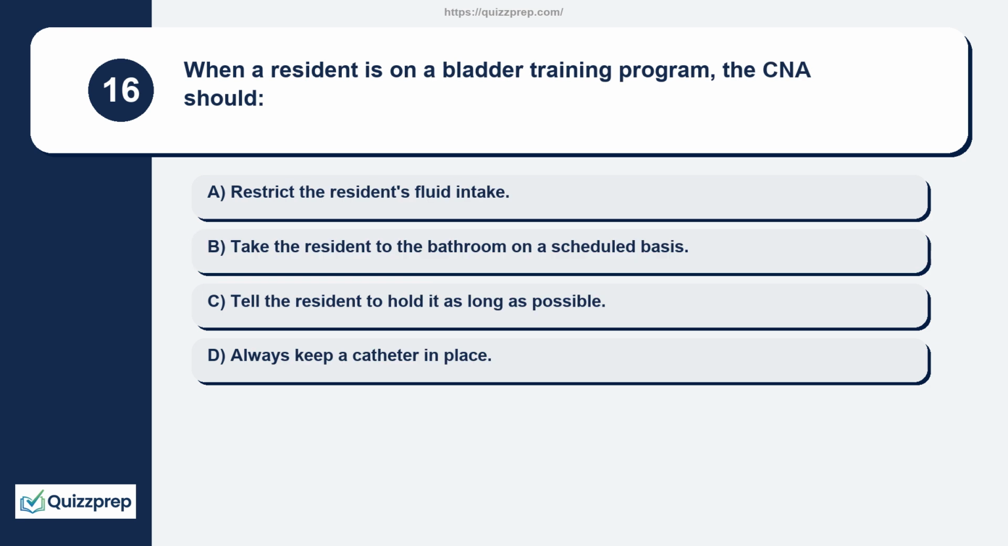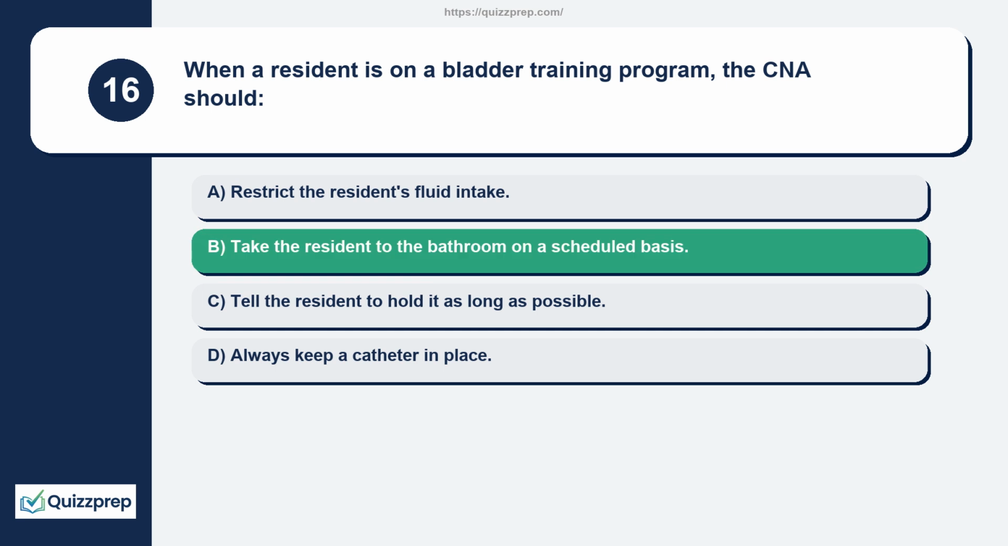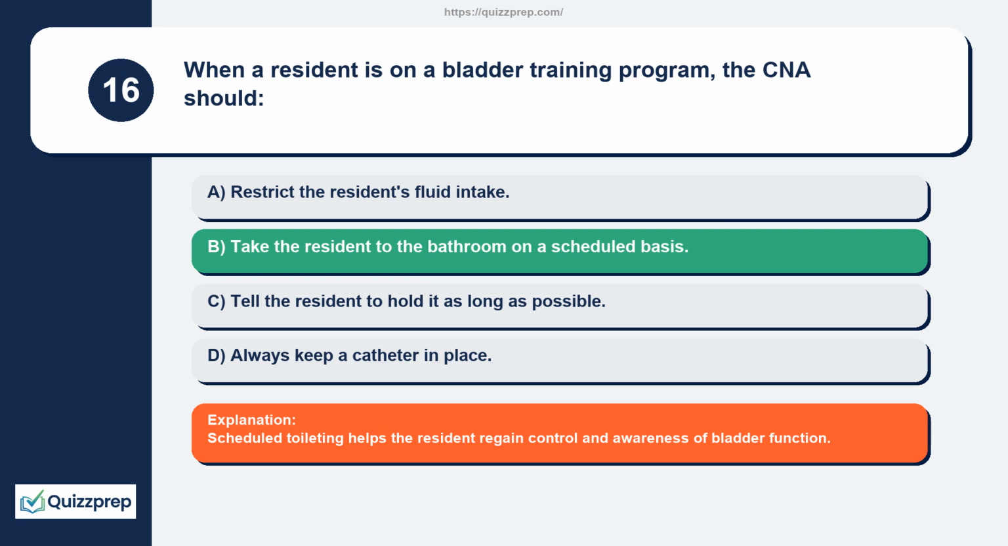Question 16. When a resident is on a bladder training program, the CNA should restrict the resident's fluid intake, take the resident to the bathroom on a scheduled basis, tell the resident to hold it as long as possible, always keep a catheter in place. Scheduled toileting helps the resident regain control and awareness of bladder function.